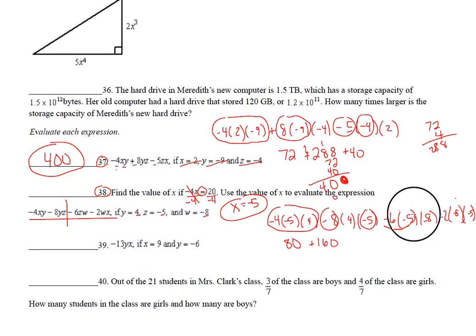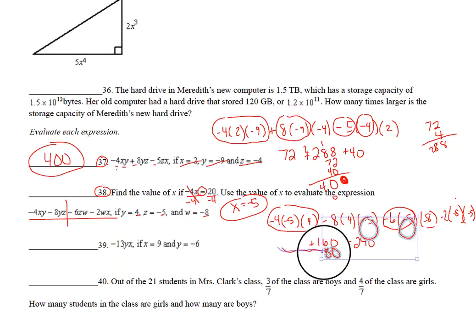Negative 6 times negative 5 would be a positive 30. 30 times negative 8 would be minus 240. And so far we have 80 plus 160, which is 240 minus 240. So that first part is all canceled out there.